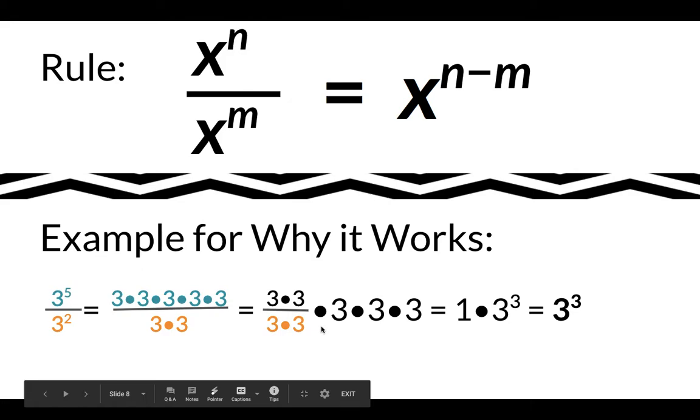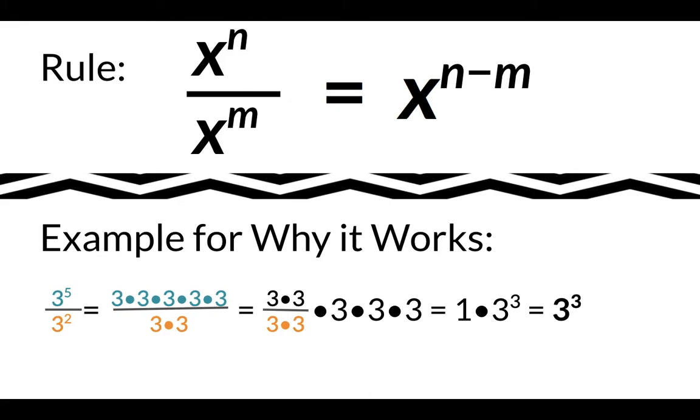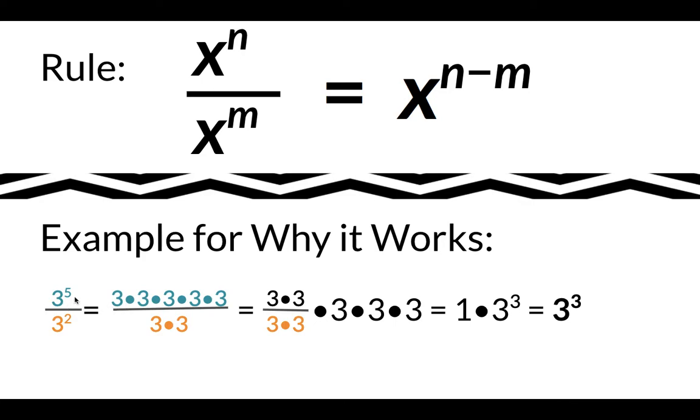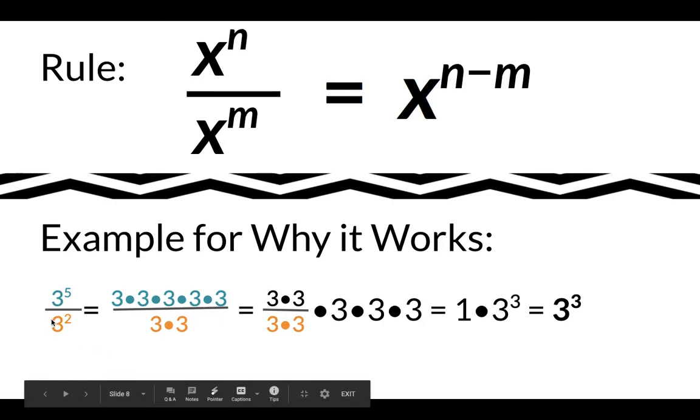Next rule, dividing numbers with powers. When we do that, we keep the base and we subtract our exponents. To show how this works, if we had 3 to the 5th power over 3 to the 2nd power, we write it out in expanded form. 3 to the 5th power means 3 times itself 5 times: 1, 2, 3, 4, 5. The denominator in this fraction is 3 to the 2nd power, which means 3 times itself 2 times.